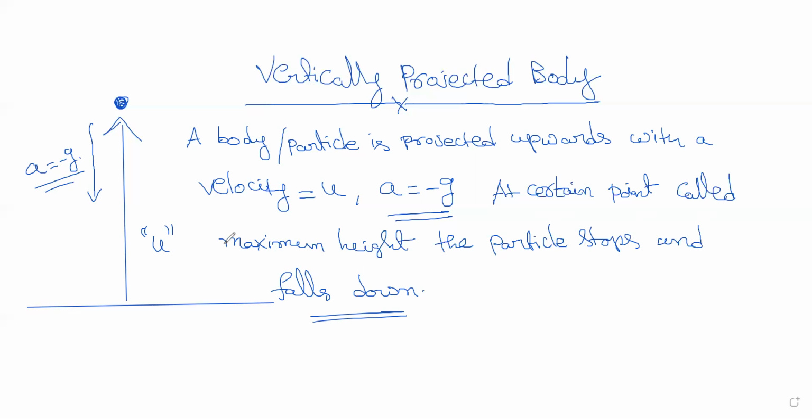Everyone knows this, right? So this is the condition. It will reach a maximum height and then it will fall down. This is called H max. When it reaches the maximum height, the final velocity is 0. At maximum height, final velocity is 0. These are the things you have to remember.